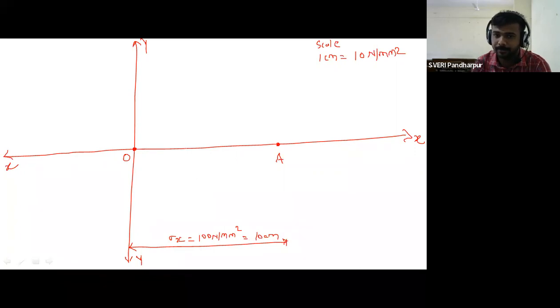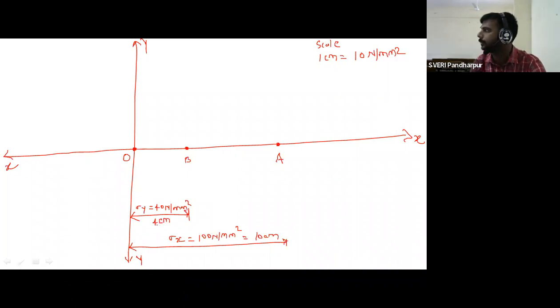Similarly, point B has a position of sigma y. Sigma y is also positive, that is tensile. So you have to represent it on the right side of the origin. Mention these values also. Sigma y is equal to 40 Newton per mm square, which is equal to 4 centimeter. Okay. So up to this process is the same.